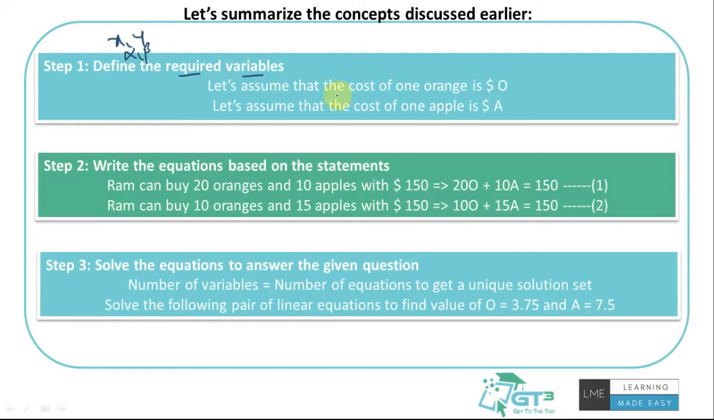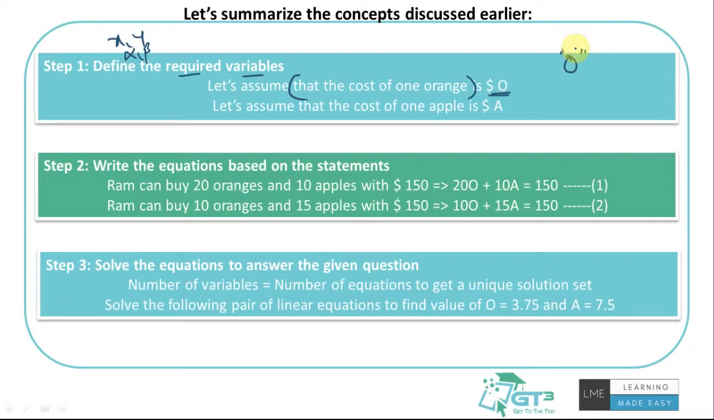Let's assume that the cost of one orange is $O. I'm not saying, let's assume something is O. Cost of one orange is $O. Sometimes I see students saying, I've assumed variable O. Okay, that's good. What is the meaning of the variable O? It is for orange, but for what? Is it for the number of oranges, the cost of one orange, or something else? Weight of the orange, height of the orange, color of the orange. You have to define that clearly.